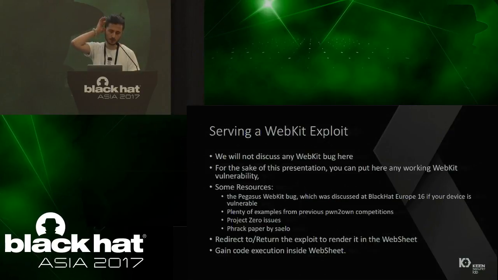We will not discuss any WebKit bug here because the presentation is not about WebKit, but you can use a WebKit bug. There are a lot of resources and a lot of previous bugs, and if your device is vulnerable, you can use them. For example, recently there was the Pegasus WebKit bug, which is also used in other applications, and you can use that if your device is still vulnerable. Another good resource is previous Pwn2Own competitions, Project Zero issues, and also the Phrack paper by saelo, which is about JavaScriptCore. So just redirect to or return the exploit, render it in WebSheet, and get code execution inside WebSheet.